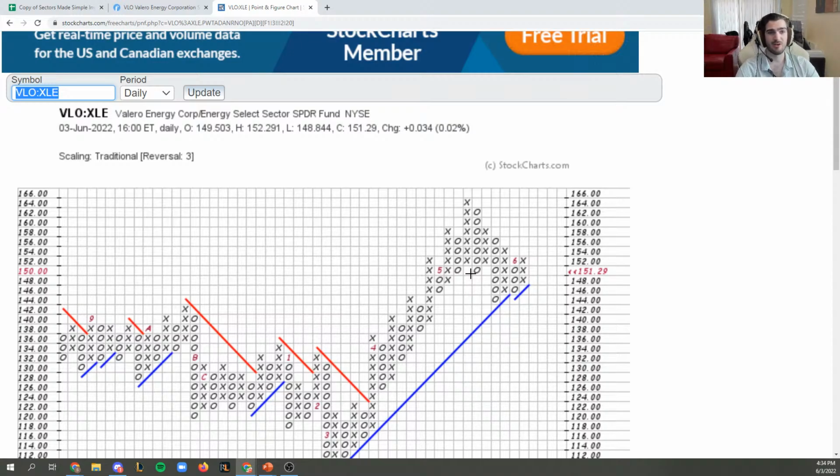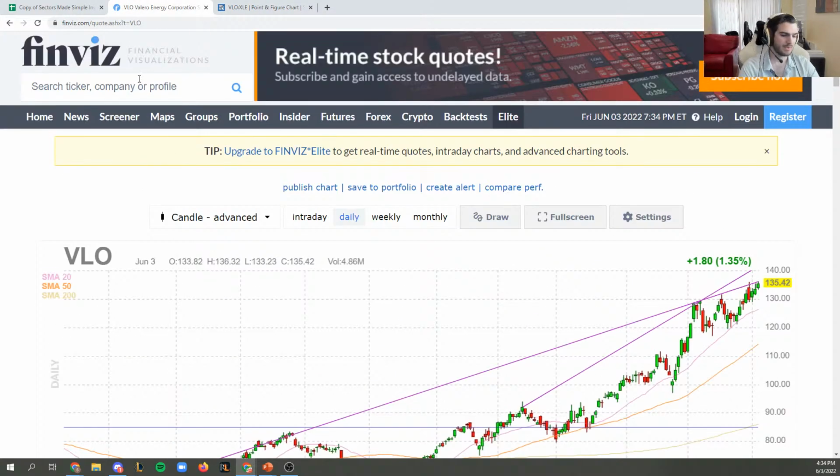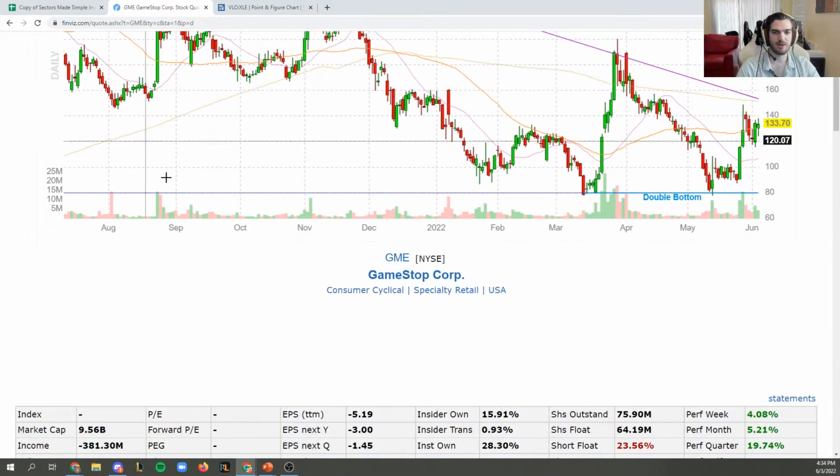The next steps here would be flip the charts, do XLE versus VLO. But again, the goal here is to show the thought process. Ways that you can get more information. And again, this doesn't need to just be Valero. You could go in and look at GameStop. You have consumer cyclical for its sector, specialty retail for its industry.